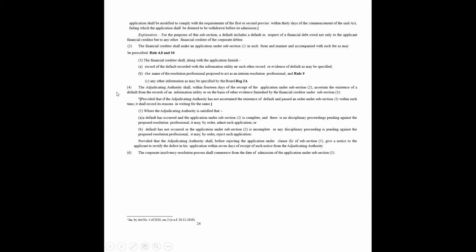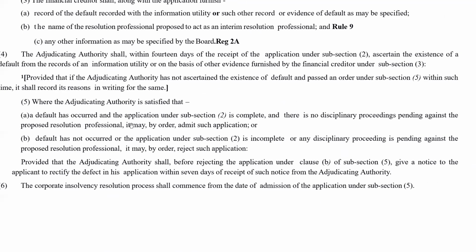Now the adjudicating authority also has certain time limits. Within 14 days, they will decide on the application. They will either admit the application or they may reject it in case there are certain defects in the application. So it will allow a time period of 7 days to rectify such defects, and then they will admit. And once this application is admitted, the process will start.